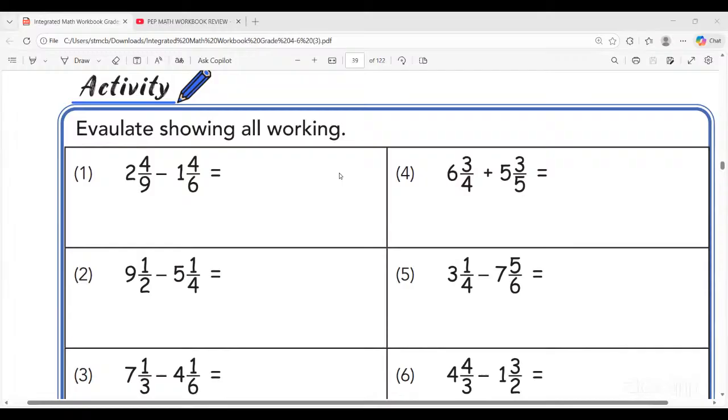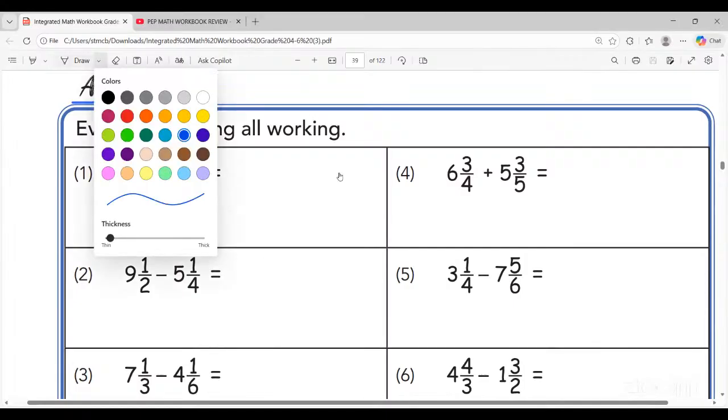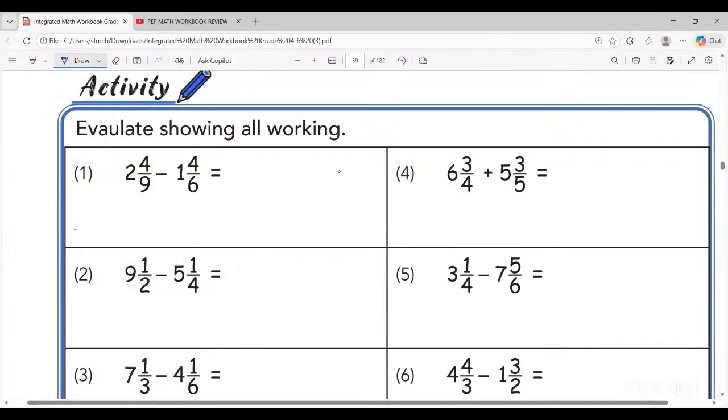Let's go. Alright, so it says evaluate and you must show all the working. Let's see if these two tick. Alright, the first one says 2 and 4/9 minus 1 and 4/6. Basically, this can be reduced. So if we wish, we could reduce that. We could do it the hard way.